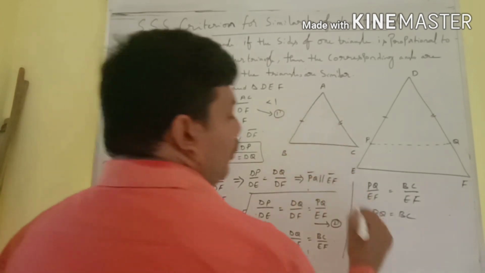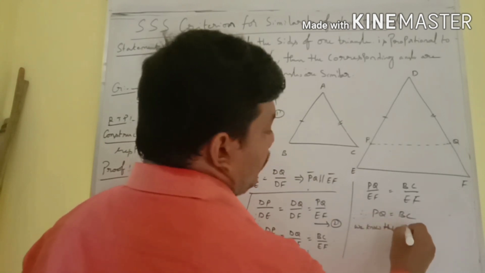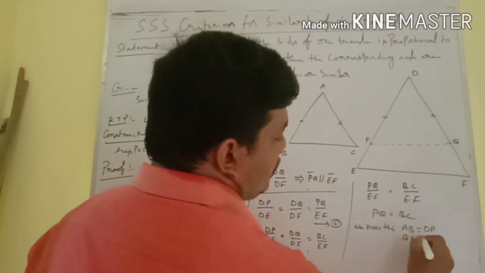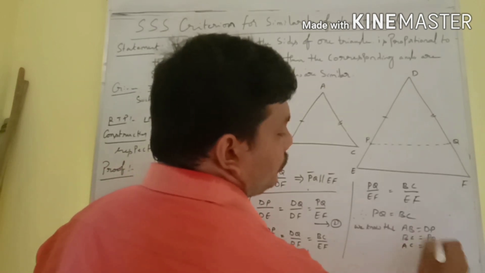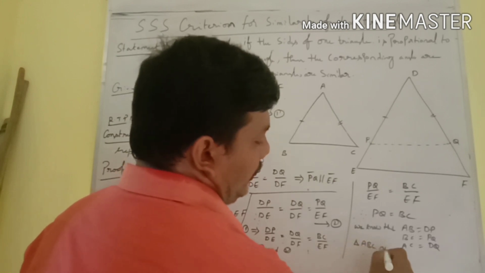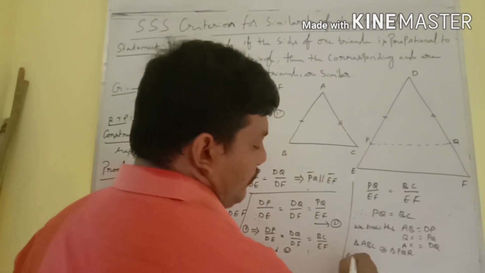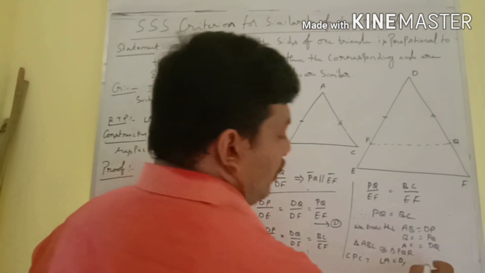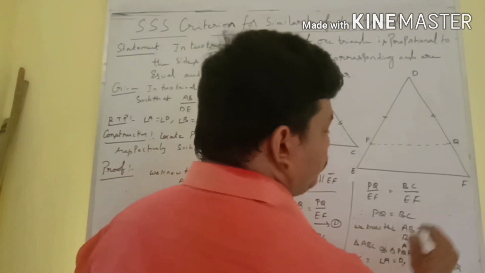As we already know that AB is equal to DP, and also BC is equal to PQ, and also AC is equal to DQ. Therefore triangle ABC is congruent to triangle DPQ. When triangles are congruent, from the CPCT rule, angle A is equal to angle D, angle B is equal to angle P, and angle C is equal to angle Q.